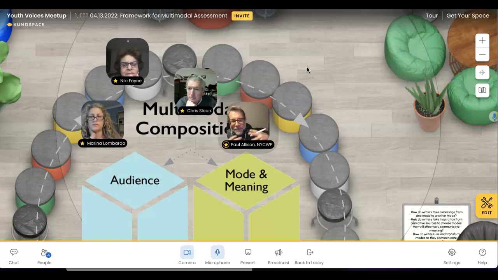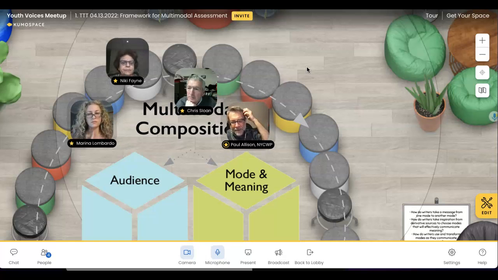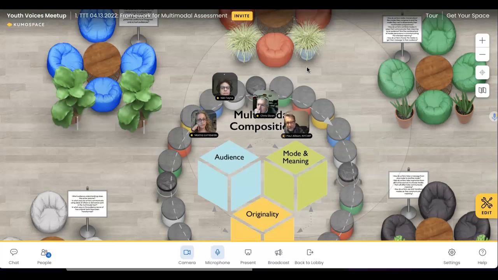But what I would love to do tonight is look at the framework together on Now Comment, and then look at this room a little bit and think about the multimodal examples the two of you have brought, okay, in terms of the audience, mode and meaning, and originality, right? And let me remind you, you can see more of what's in the room with this little minus sign or the minus sign on your keyboard.